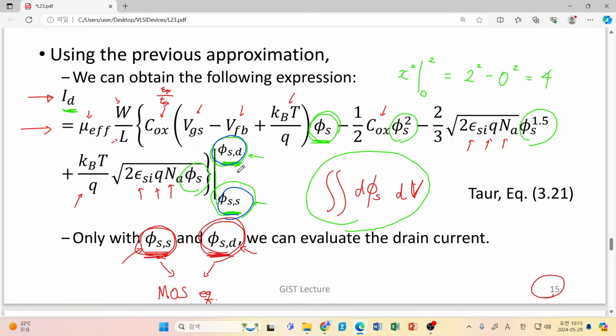That was a long derivation, but now, as I told you at the beginning of our lecture, the spoiler part: once we have equation 3.21, there is no longer any integration involved. The task is now to numerically calculate the source side surface potential and drain side surface potential and evaluate this simple expression. Then take the difference, and that will give us the drain current. So that is today's lecture content.